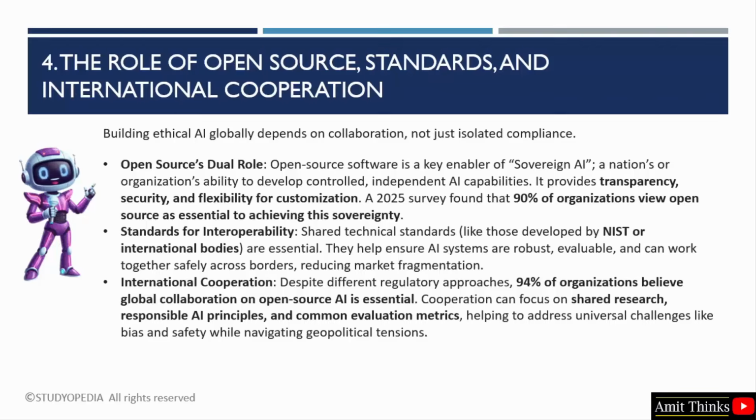Global ethical AI relies on collaboration beyond compliance, beginning with open source dual role. It enables sovereign AI, providing transparency and control for independent development. A 2025 survey found 90% of organizations view it as essential for this goal. Next, standards for interoperability. Shared technical standards ensure AI systems are robust, evaluable, and can work together across borders, reducing market fragmentation. Next includes international cooperation.